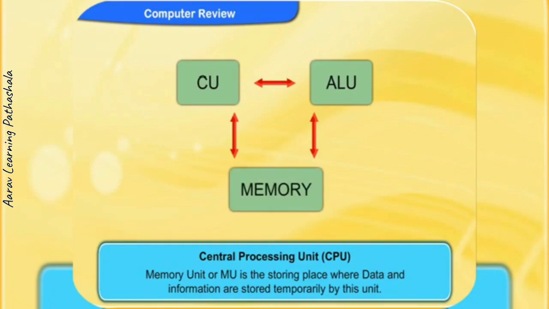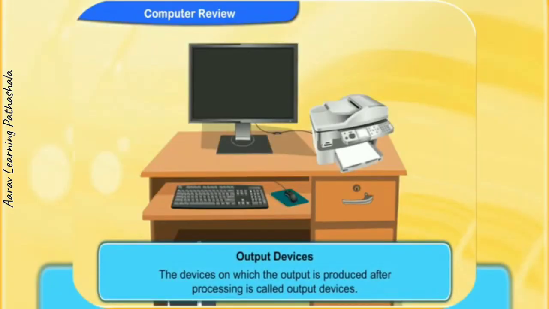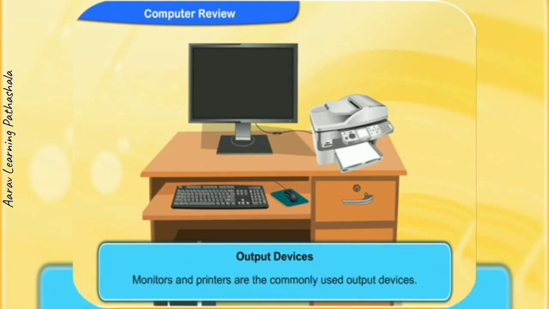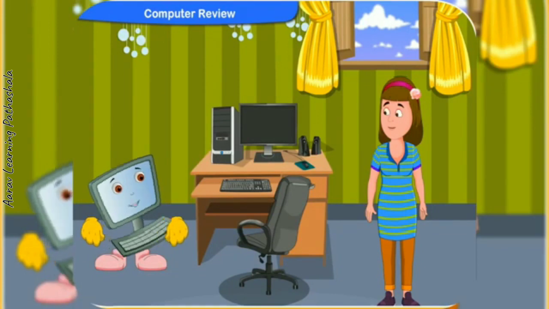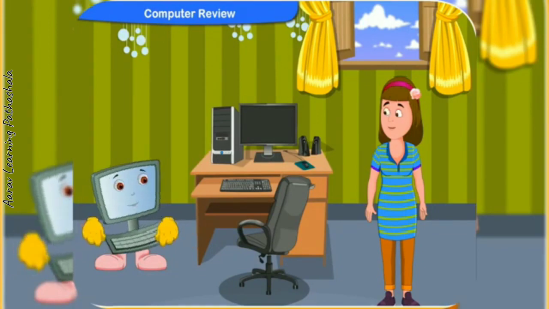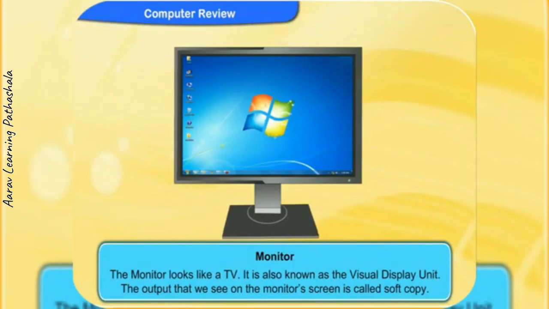Rennie, do you know what output devices are? Yes, the devices on which the output is produced after processing are called output devices. Monitors and printers are the commonly used output devices. Correct. Let us discuss more about output devices. The monitor looks like a TV. It is also known as the visual display unit. The output that we see on the monitor screen is called soft copy.